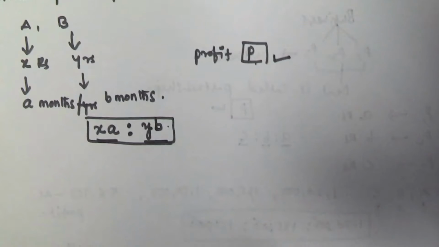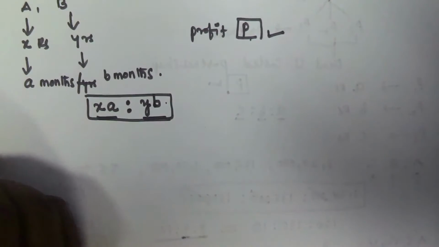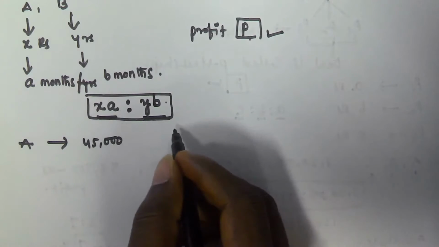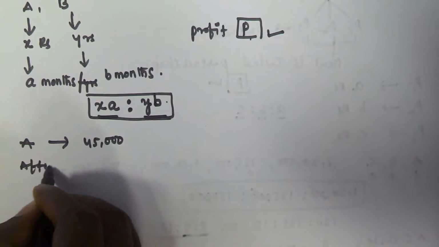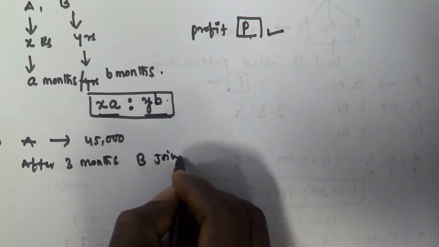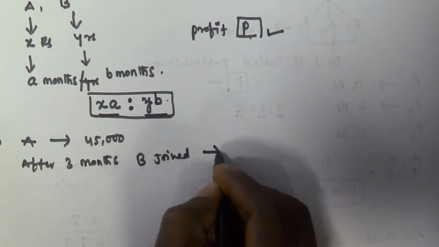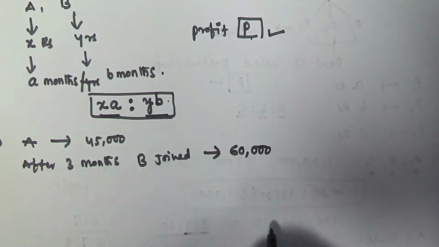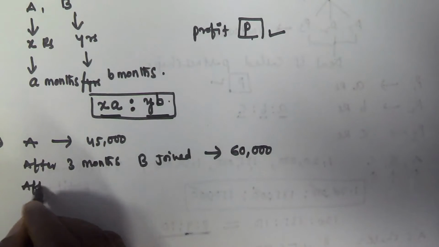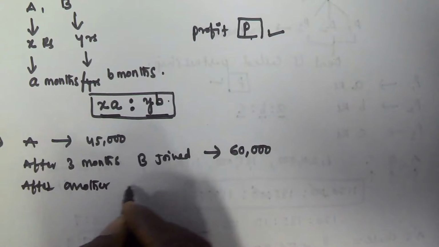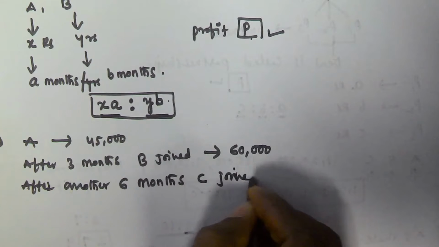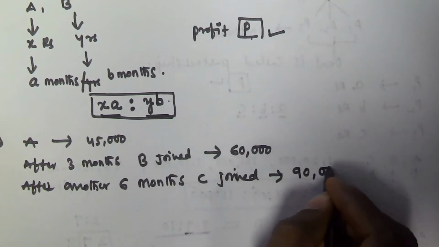We will see one problem based on this. Suppose A started a business investing 45,000 rupees. After 3 months, B joined the same business with a capital of 60,000 rupees. Again after another 6 months, C joined with an amount of 90,000.